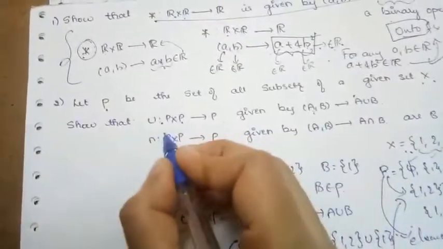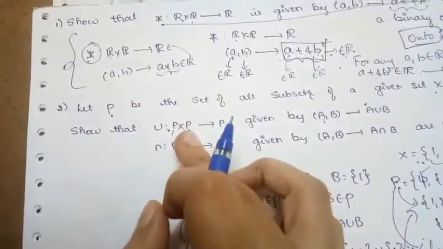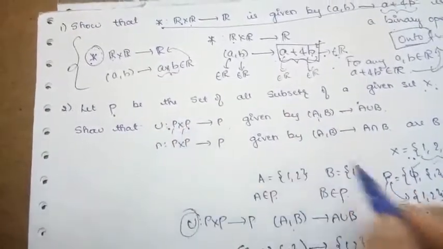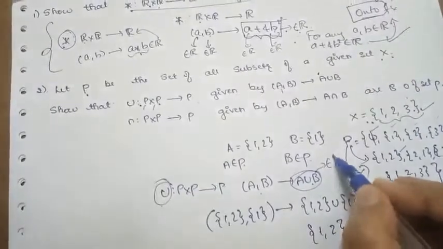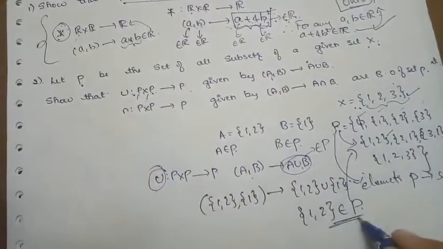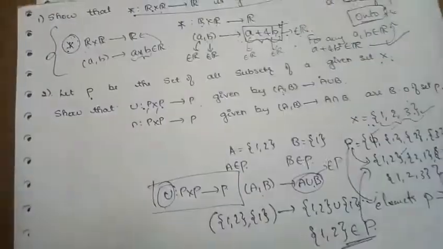We can say it is a binary operation if we take any two elements from the Cartesian product P cross P, and upon applying the operator, the resulting element also belongs to P. Then we can say that this given union is a binary operator.